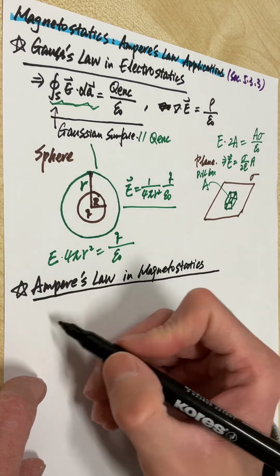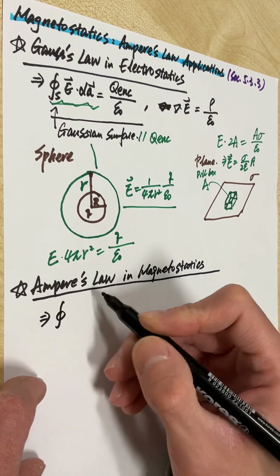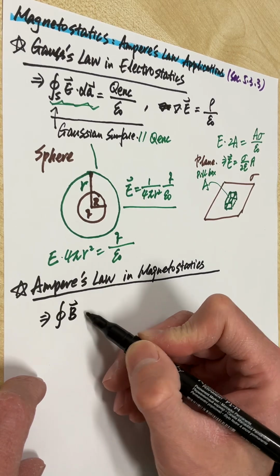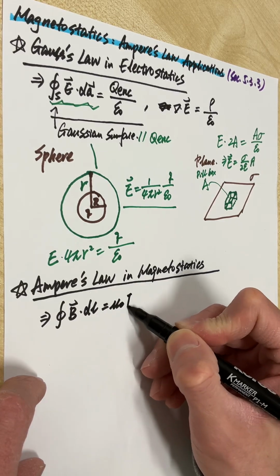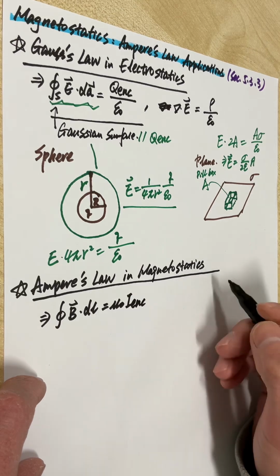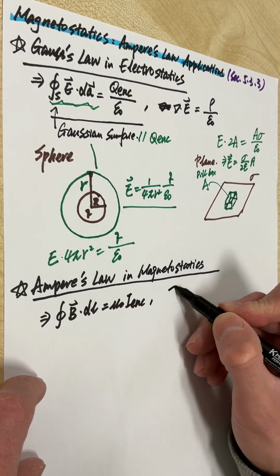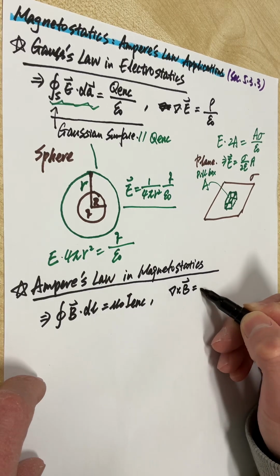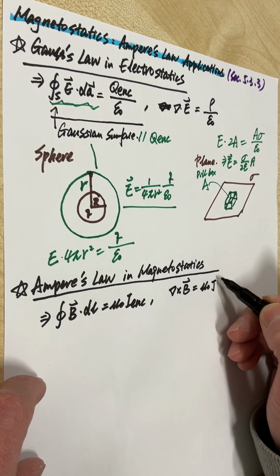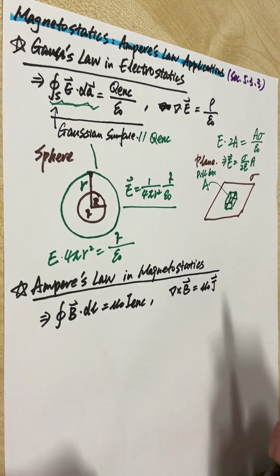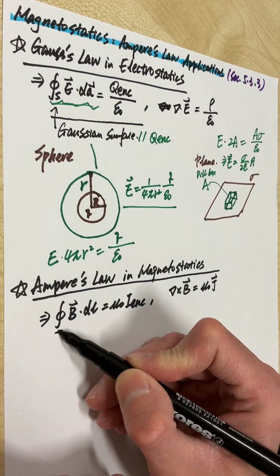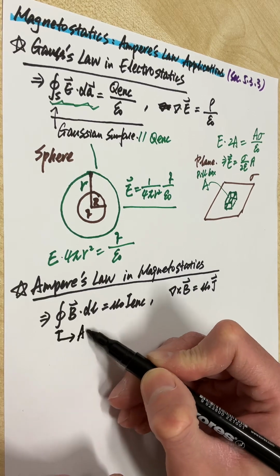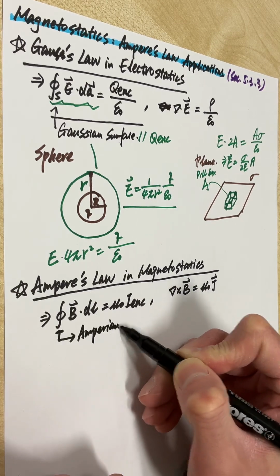So what was Ampere's law? We have the closed line integral of B equals mu 0 times the total current enclosed. We also have a differential form, which is the curl of B equals mu 0 times the volume current density J. Okay, so now our objective is to find the Amperian loop.